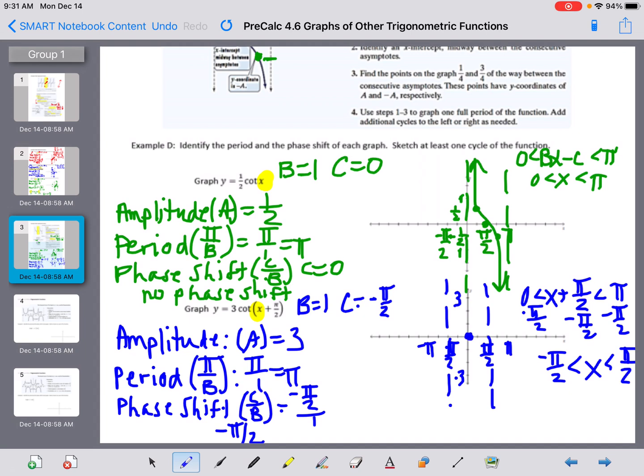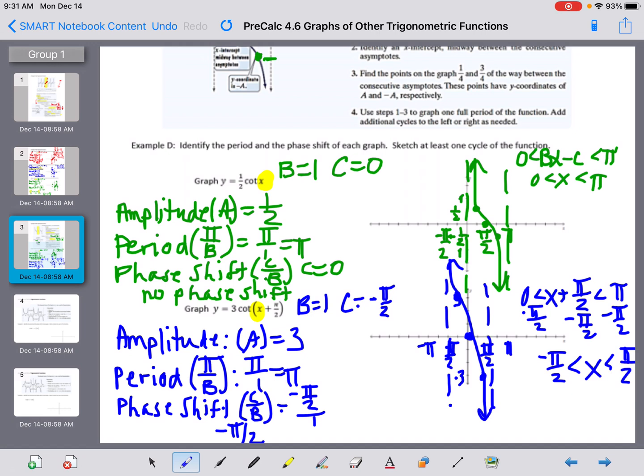Halfway between is one of my points. I'm in cotangent, there's no reflection, so my highest point will be where I start on the left, and that's all the way up at 3. My lowest point is down at negative 3, and I'm going to follow those curves, okay? All right, there's my cotangent curve.